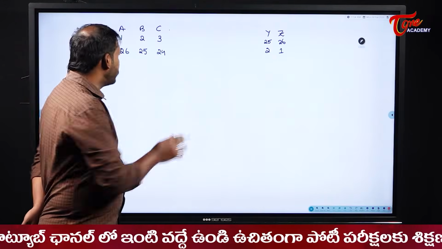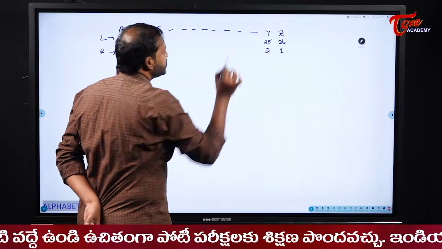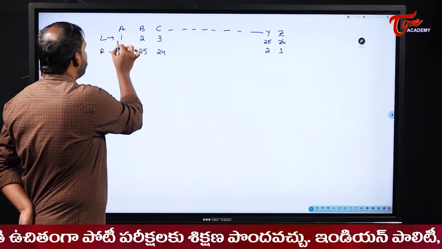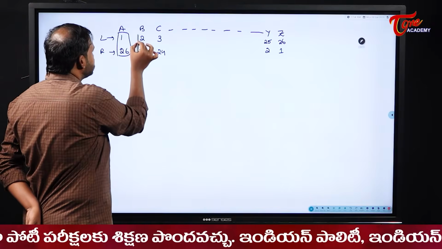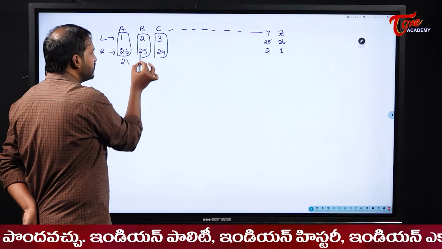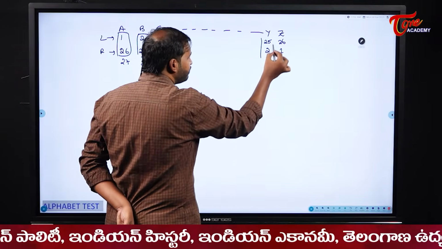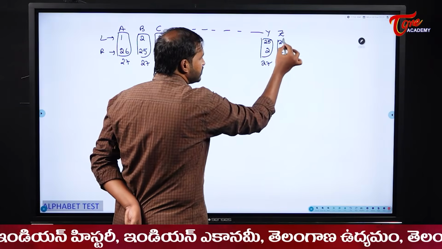Now, please observe, there is one thing constant here. What is constant? Please observe carefully. The sum of left rank plus right rank. What is its sum? 27. Similarly, here 27 and here 27.